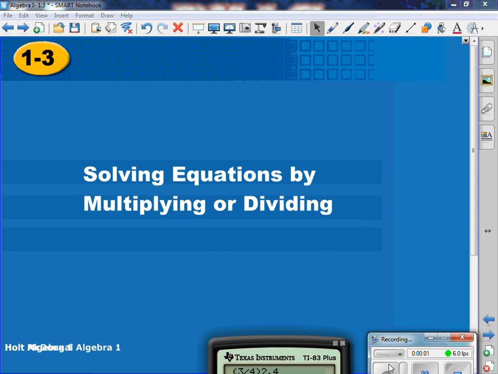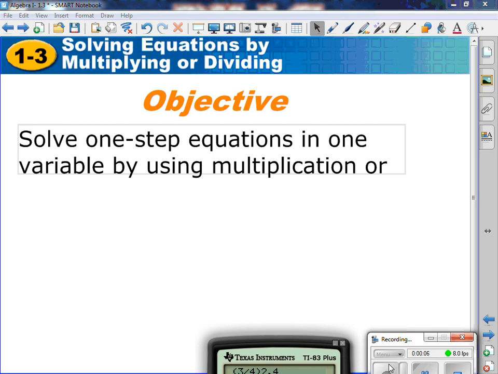1.3, solving equations by multiplying or dividing. The objective for this lesson is to solve equations in one variable by multiplication or division.